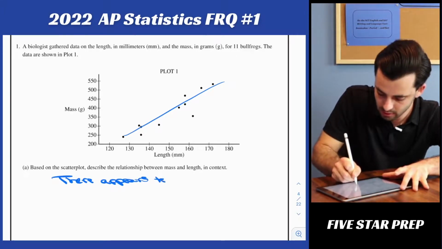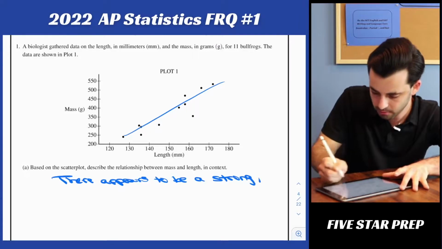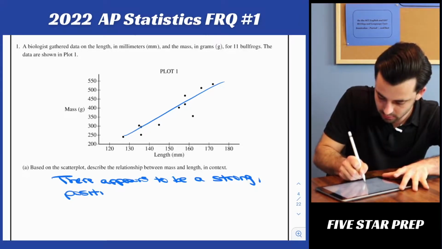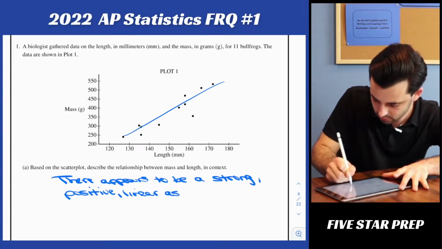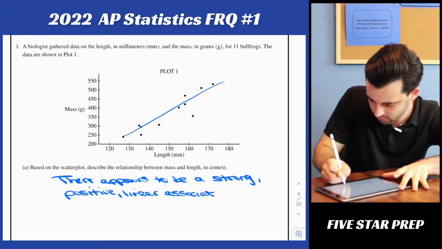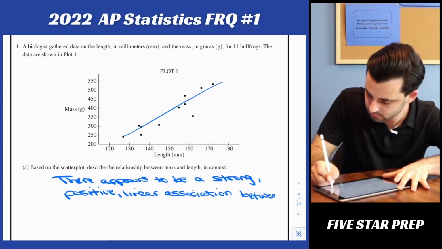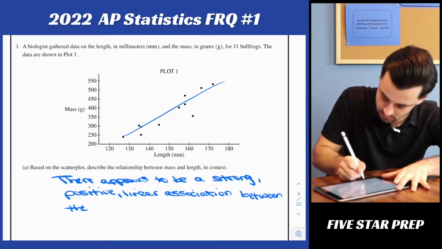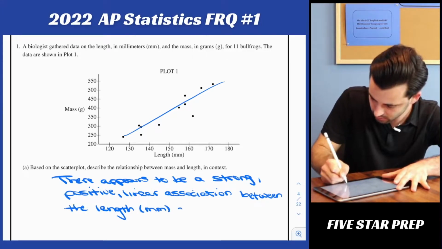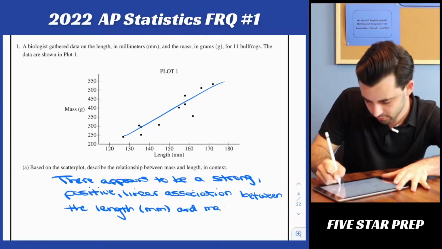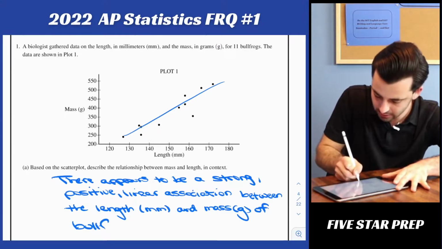to be a strong, positive, linear association between the length in millimeters and mass in grams of bullfrogs. And here that would make sense.